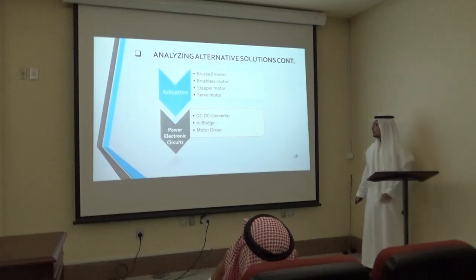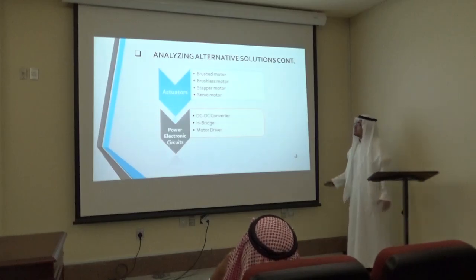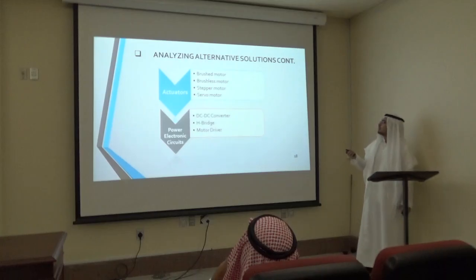Let's start with the actuator. The purpose of the actuator is to move the curtain by opening it or closing it. As we can see from the slide, there are 4 possible actuators: the brush motor, the brushless motor, the stepper motor, and the servo motor.